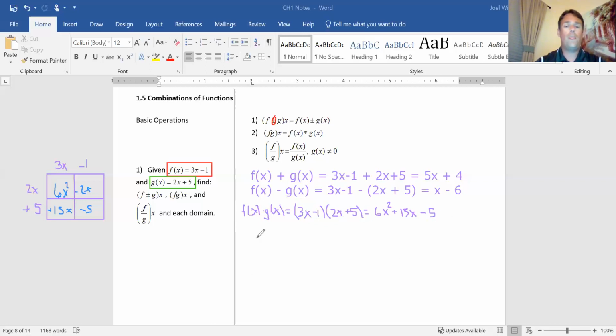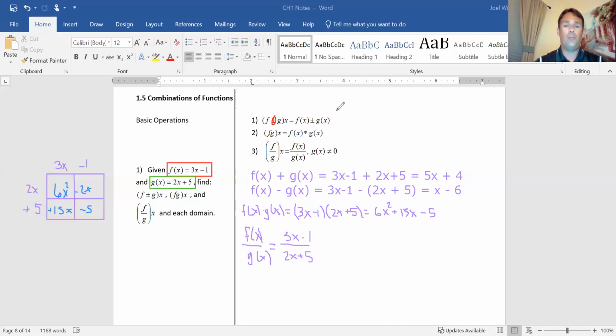Last and certainly least, we have f of x divided by g of x. We take our two functions and put them over the top of each other. So 3x minus 1 over 2x plus 5. From here, if the top and bottom factor out, or we can cancel anything out, we will, but it doesn't here, so we're okay.